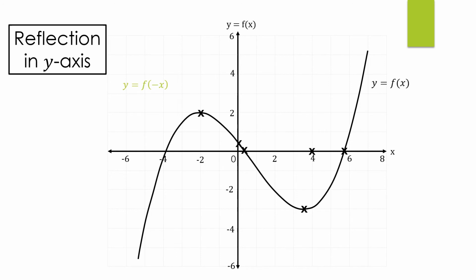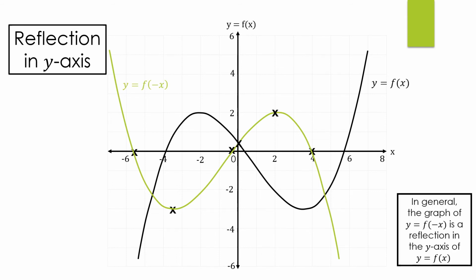Then we need to consider the rest of our points. So (-4, 0) is going to move to (4, 0). And our (-2, 2) is going to move and reflect on that y-axis to (2, 2). We're then going to shift our other roots from the other side, and our minimum stationary point is going to be a minimum stationary point on the opposite side of our y-axis in that third quadrant. And then we need to sketch in our curve so that you can see we've got our reflection in the y-axis. So in general, the graph of y = f(-x) is a reflection in the y-axis of y = f(x).